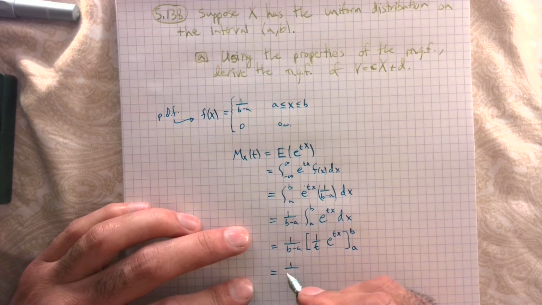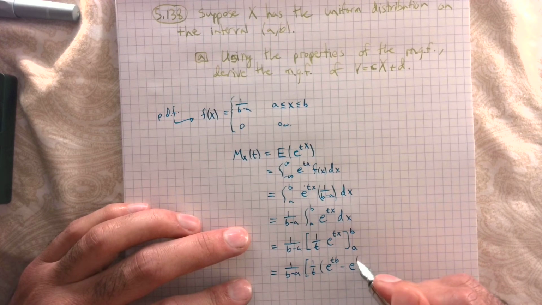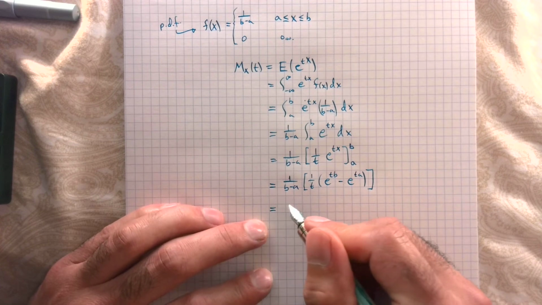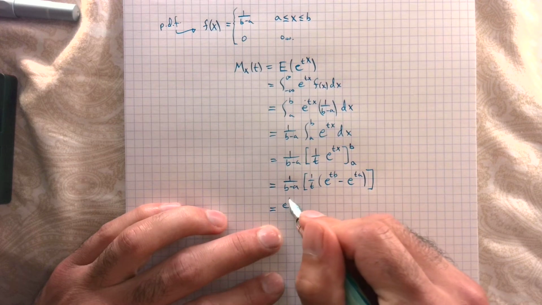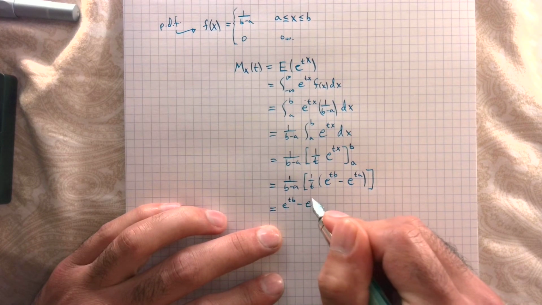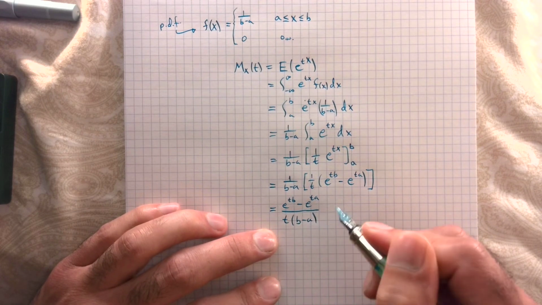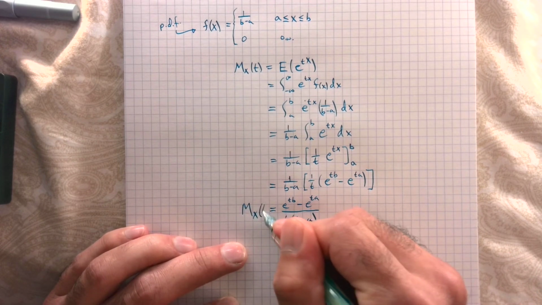So now again, we evaluate this by first plugging in the top number, so we have e to the tb, minus plugging in the bottom number, so e to the ta. So the moment generating function for x, for this uniform random variable, is going to be, if we combine these, e to the tb minus e to the ta, divided by t times b minus a. So again, this is the moment generating function of x.